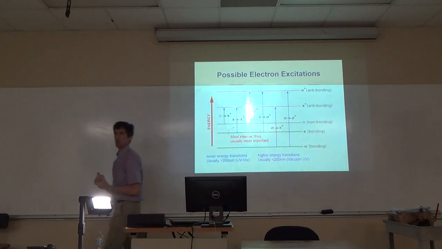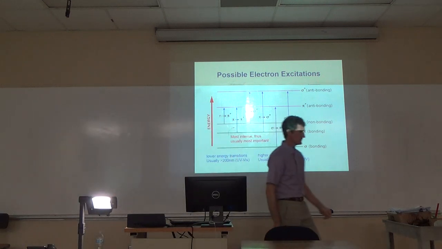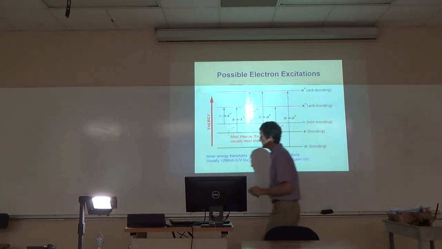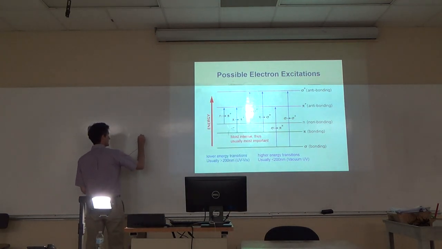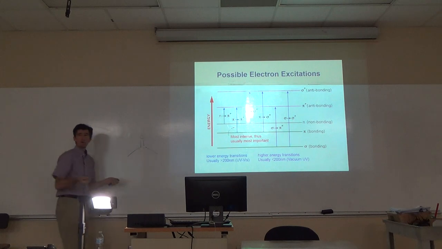Excited to where though? Antibonding orbitals, excited state orbitals. You talked about this in Gen Chem. Where do these orbitals come from? I mean, if I just draw a compound, right? Just acetone. Look at the lone pair. Where can we excite the lone pair to? Those lone pairs are in hybrid orbitals. But where can we excite them to?